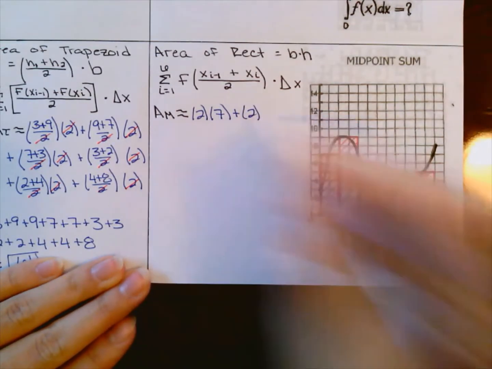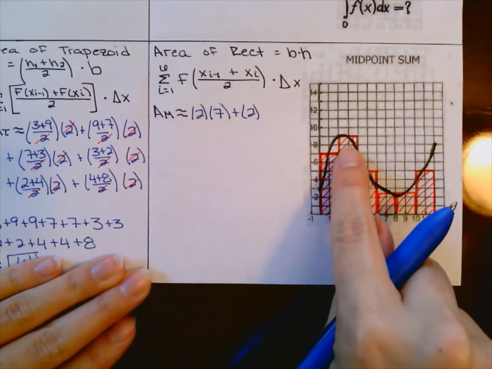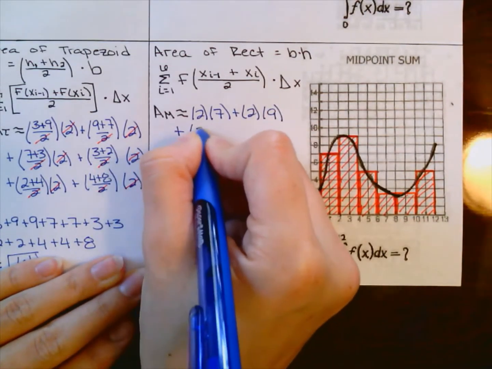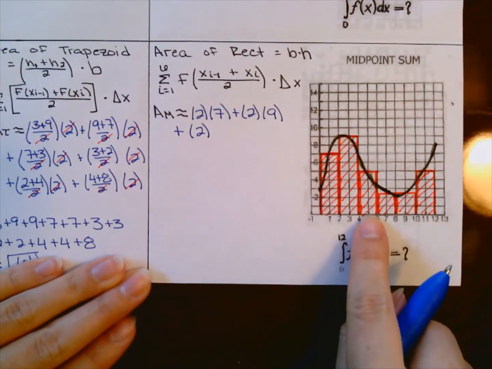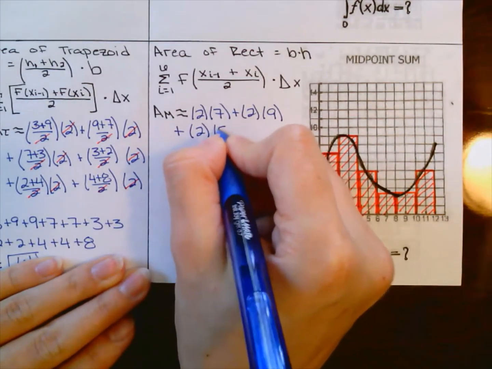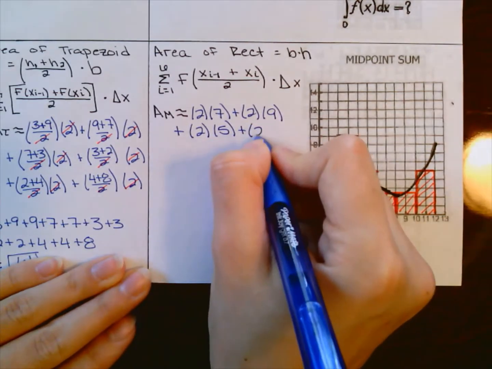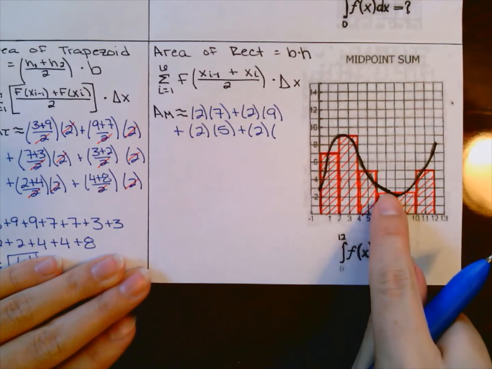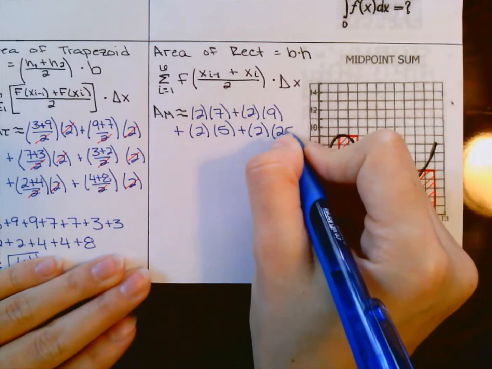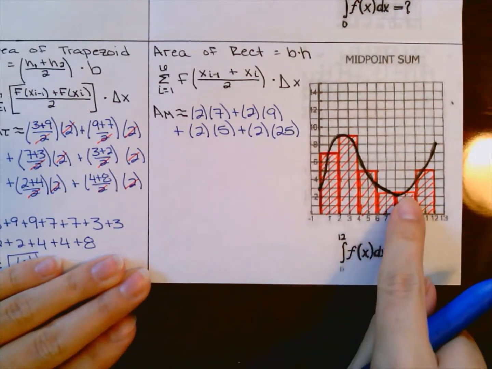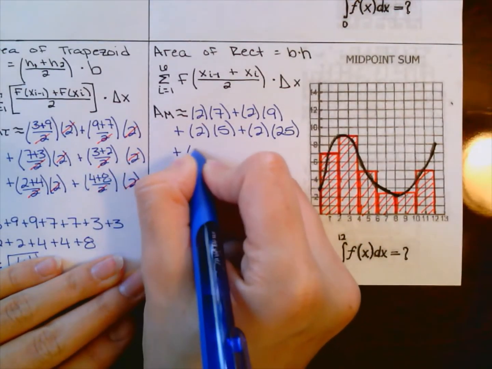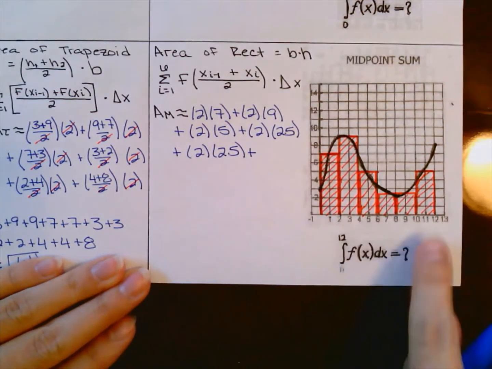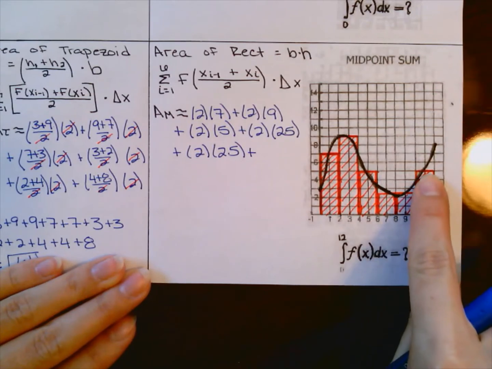My height, we said, is 7 at the middle. Next one, my base is 2, and my height according to the middle here is 9. Next one, my base is 2. My height according to the middle is 5. Next one, base is 2. My height according to the middle ends up in between. So I'd say it's about 2.5. The next one is the exact same. Base of 2, height of 2.5. And my last one, base is 2, height, we'll say that's at 5.